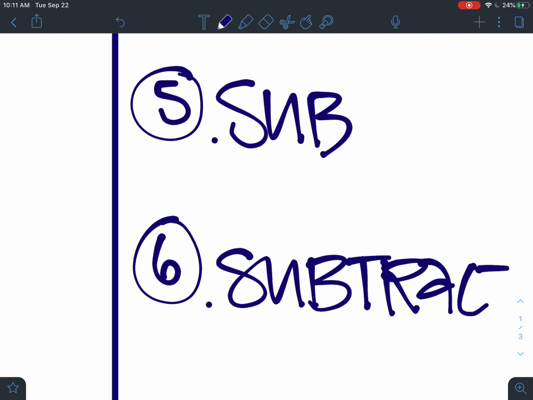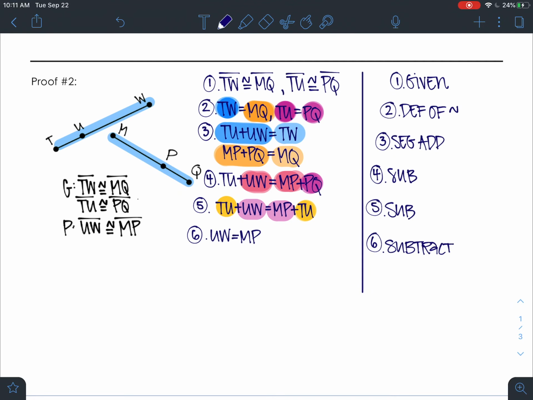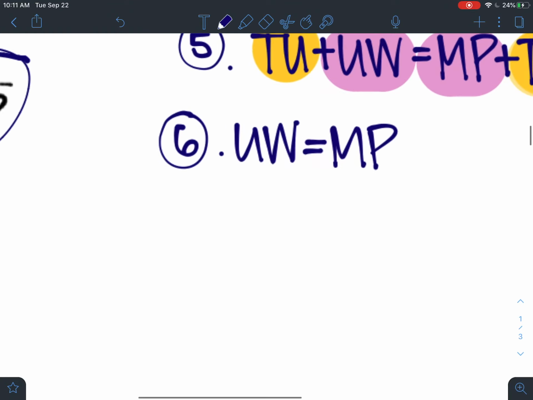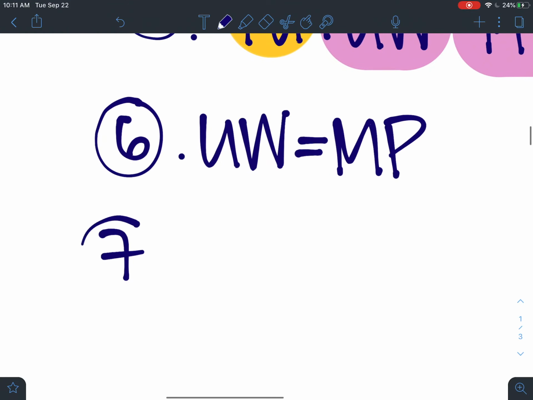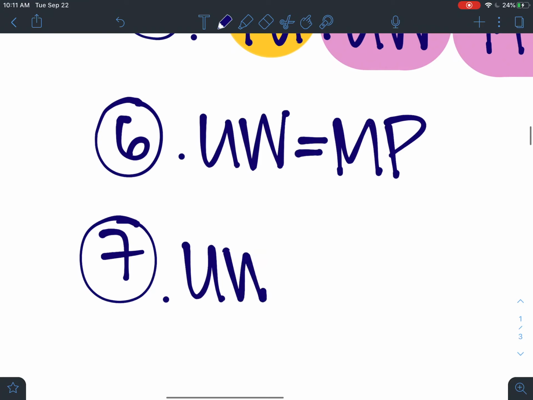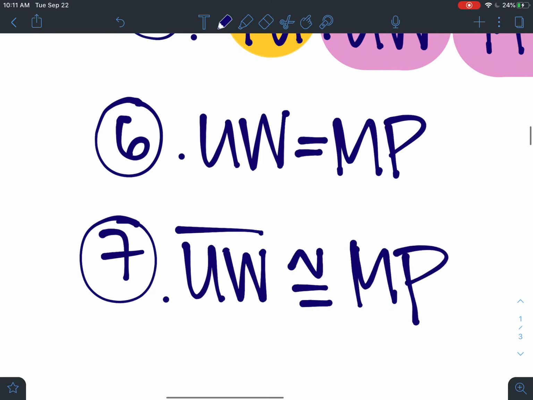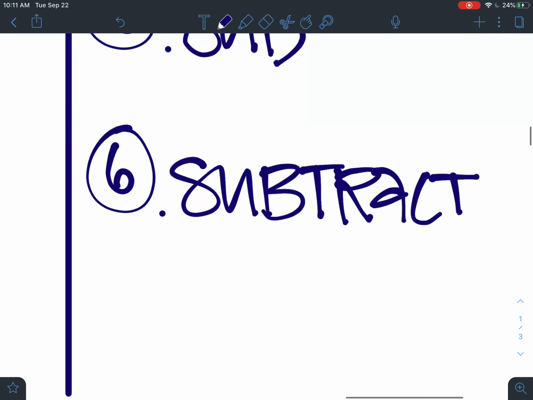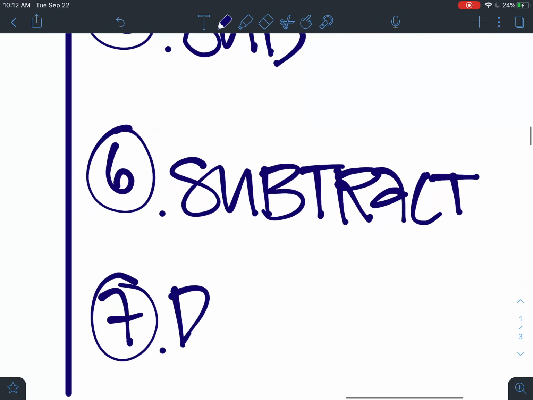And we're one step away, because what the prompt is asking us to do is to state that the segments are congruent, not that the lengths are equal. So we have to do one last step and take that UW and set it congruent to MP. And that's by definition of congruence.